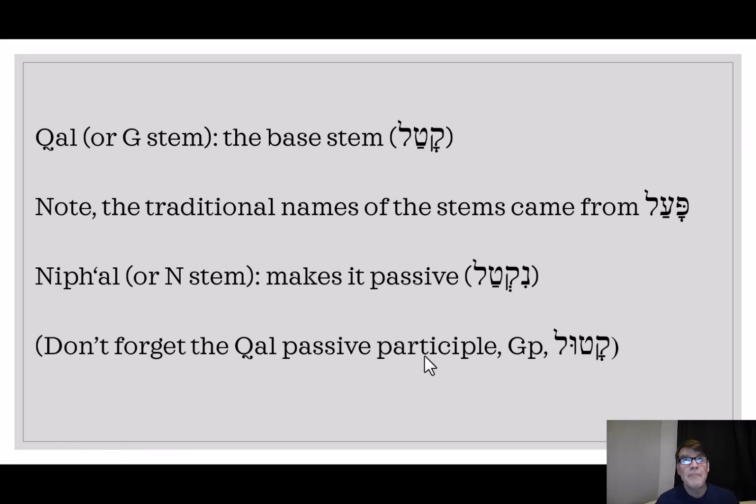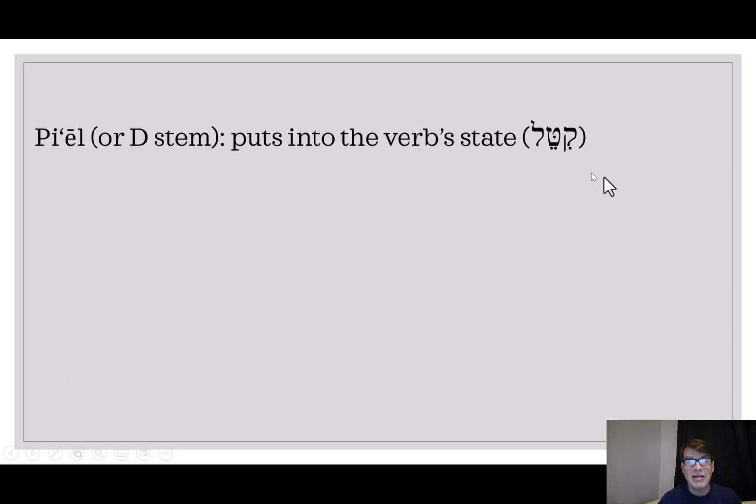You'll notice that Hebrew is not necessarily tidy with its categories. That can be annoying. It's much more impressionistic and intuitive, say, than Greek. But so we've got two stems so far, two main ones. We've got the base stem, the Qal stem, and we've got the Niphal stem, which makes it passive.